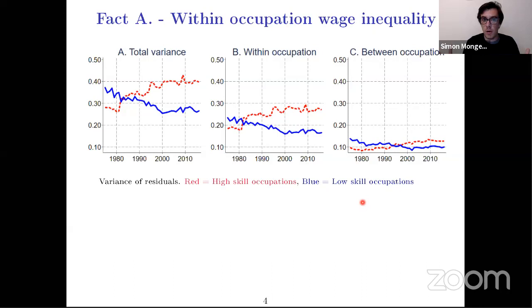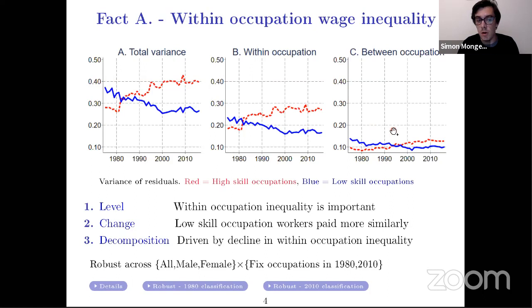In the US, the general trend is that inequality is going up. So we think it's a new and interesting fact that for low skill occupations, at least, the trend in residual inequality is actually going down. So there are starkly differential trends for high skill and low skill occupations. We have the total variance, the within occupation component, and the between occupation component. There are three takeaways. First, within occupation inequality swamps between occupation inequality. This is where all the skill premia are. So within occupation inequality is important.